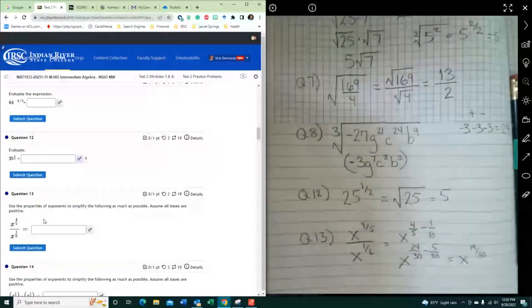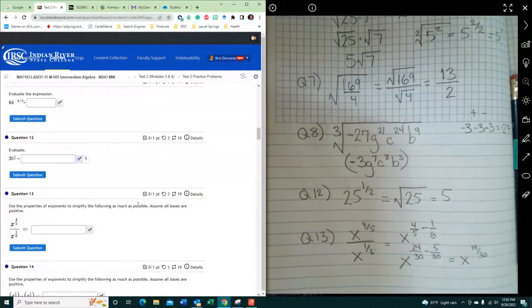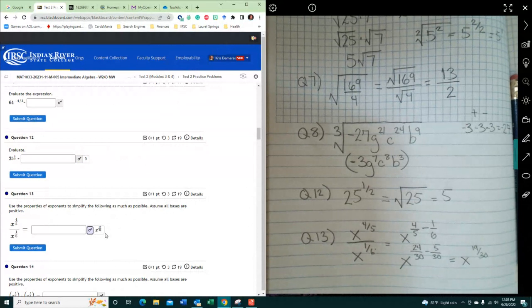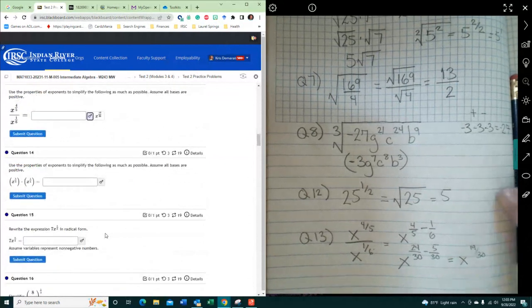All right. And then it says it wants us to assume all bases are positive, use properties of exponents following. So we have our answer. That's hard to read, but it is exactly what I came up with. Okay. Just so you're aware, it's the same thing. Number 14.